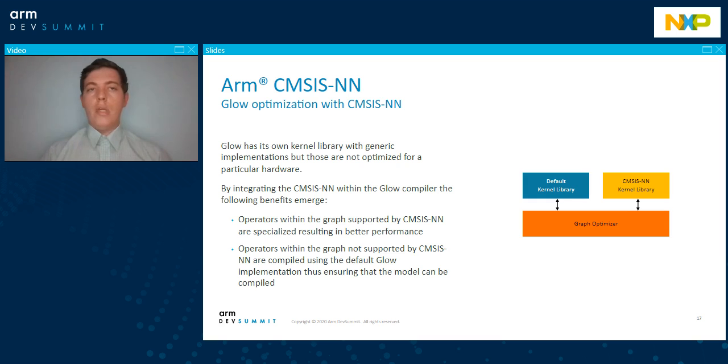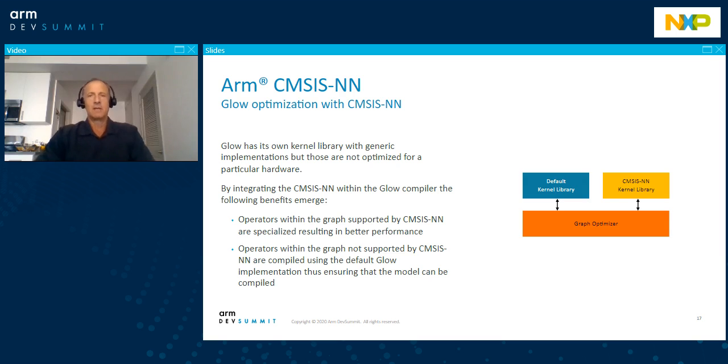So if a given graph operator within the initial model graph is supported by CMSIS-NN, then Glow creates a function call to one of the CMSIS-NN kernels. If not, then the default kernel implementation is used from Glow's internal kernel library. By doing this, the following benefits emerge. So basically, operators within the graph supported by CMSIS-NN are specialized, resulting in better performance. But on the other hand, operators within the graph which are not supported by CMSIS-NN are compiled using the default Glow implementations, ensuring that the model can be compiled and executed.